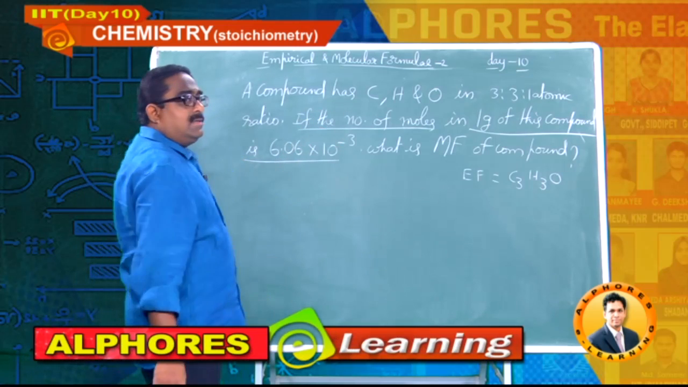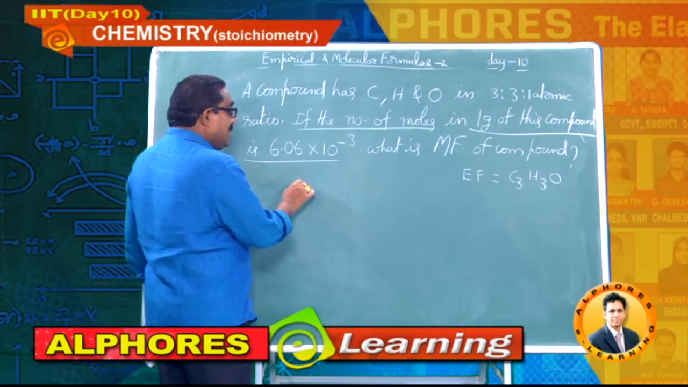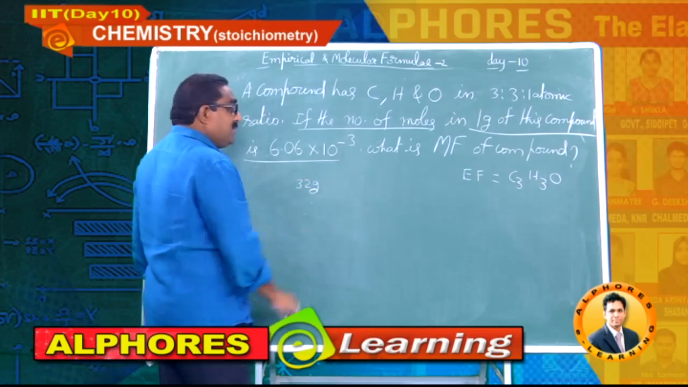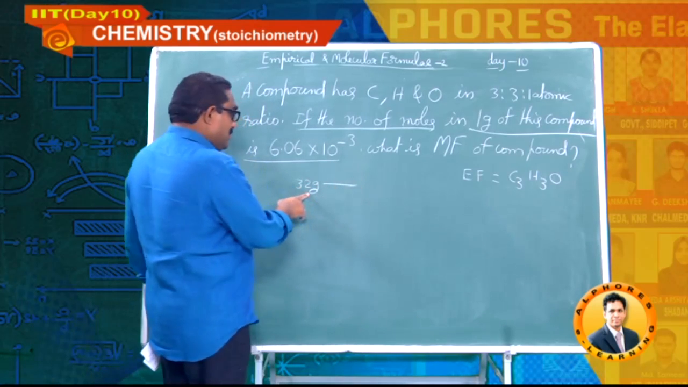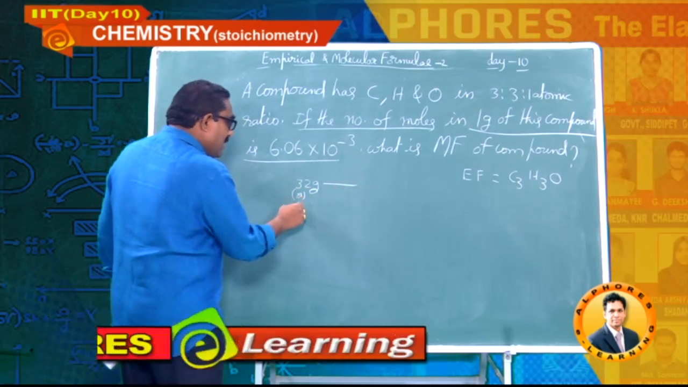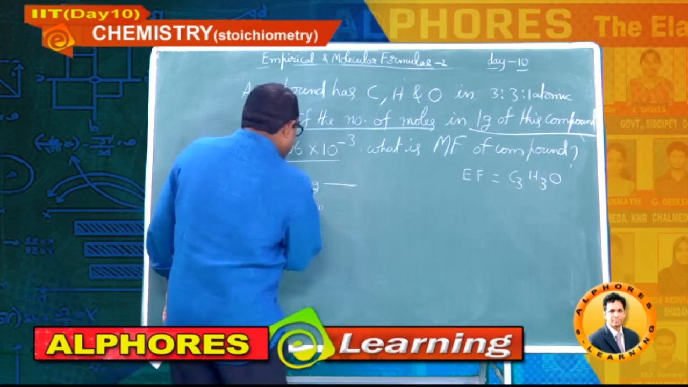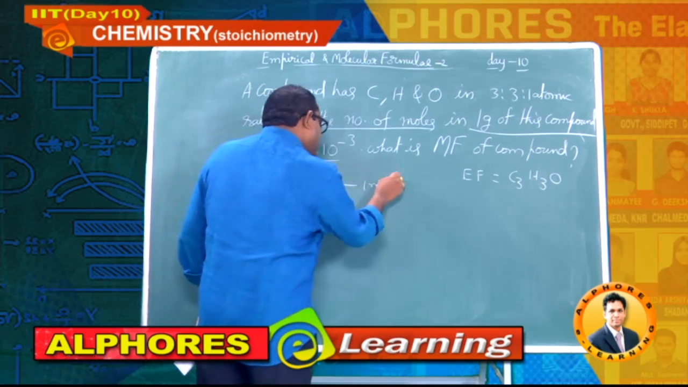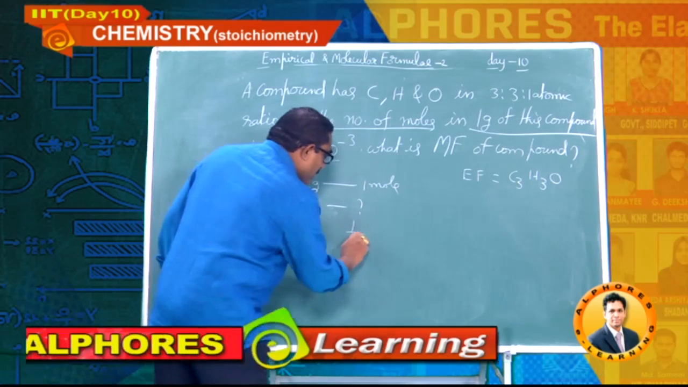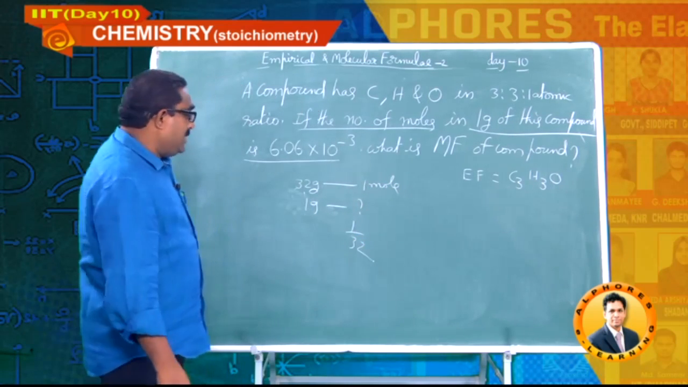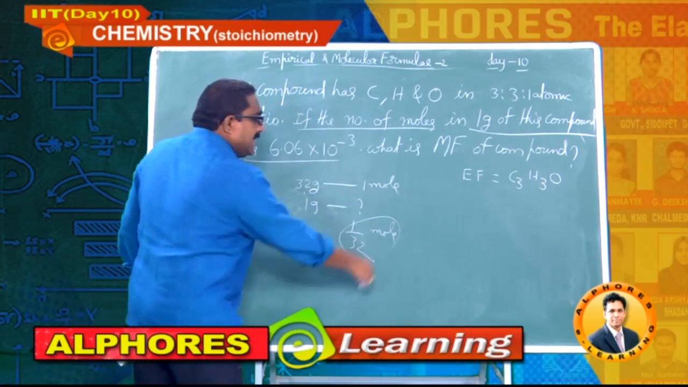Say for example, students, what is the molar mass of oxygen? 32 grams of oxygen is the mass of 1 mole. Simply I am writing here 1 mole this side. So 1 gram means what you will understand, students? 1 by 32, right? So 1 gram mass is 1 by 32 moles. Is it right or not?